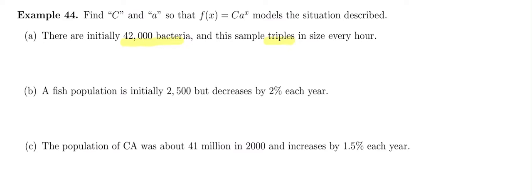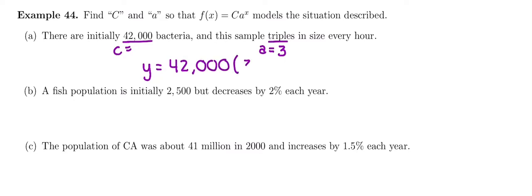So we have c is going to be the initial amount, and a is going to be the growth or decay factor. Looking at these two numbers, 42,000 is the amount initially, so that's going to be our c. And tripling means we have a growth factor of what number to triple? It's going to be 3. So we're going to write y equals 42,000, our initial amount. We have to write all the zeros because they were written for us here, times 3 to the x in order for it to triple.